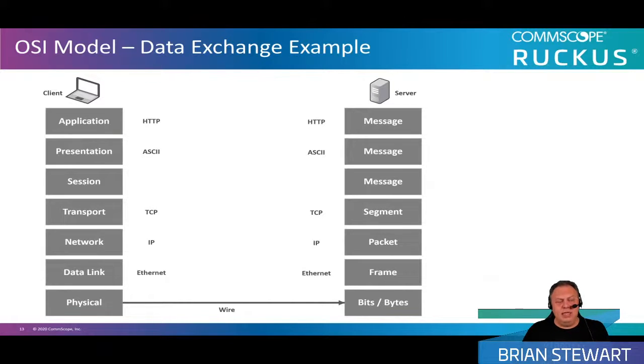So I've got a client that is going to try to connect to www.commscope.com. I've opened up my web browser, I've put in that address, and from the web browser it is sending down to layer 7, to HTTP. So it's sending an HTTP GET request. It's saying GET /, just like we talked about earlier.